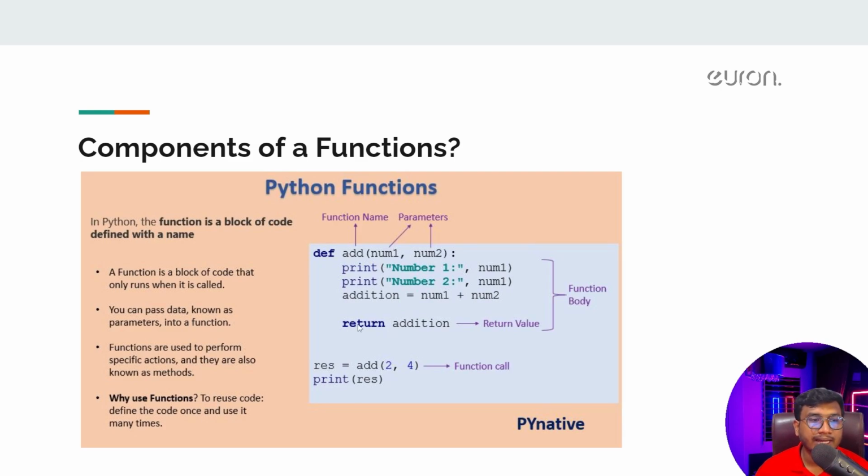Okay, and it is returning this particular value. That's why I'm storing this particular value in a variable called result, and I'm printing this result variable inside my console. So these are the components of a function. I hope this part is clear.